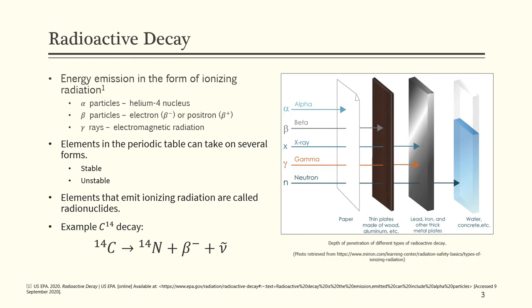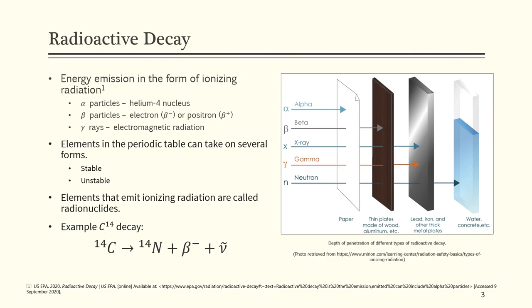So radioactive decay is basically energy emission in the form of ionizing radiation. There are three different types of radioactive decay. The first is alpha particles, which is a helium-4 nucleus, that's 2 protons and 2 neutrons. And then we have beta particles, which is either an electron, which is beta minus, or a positron, which is beta plus. And then we have gamma rays, which is just pure electromagnetic radiation.